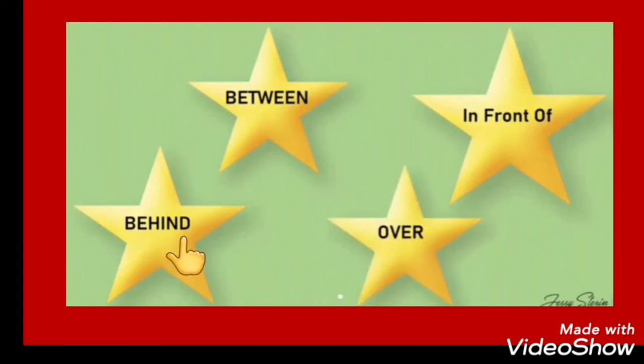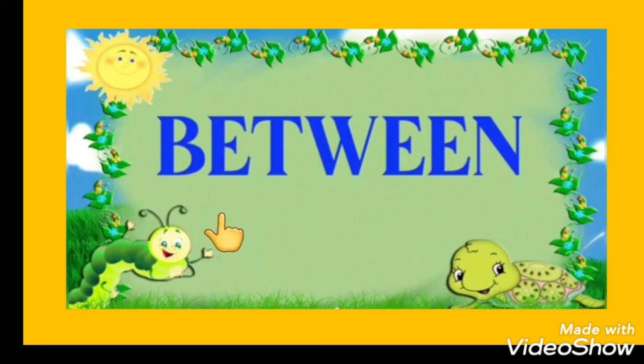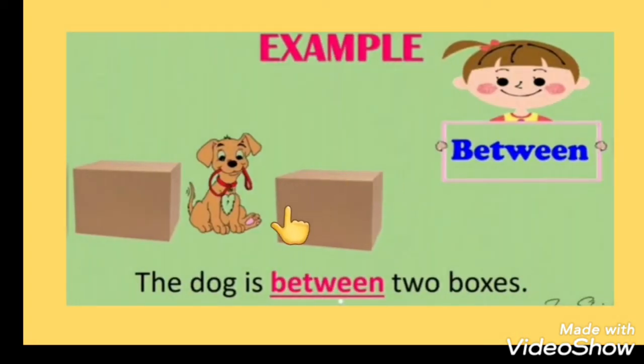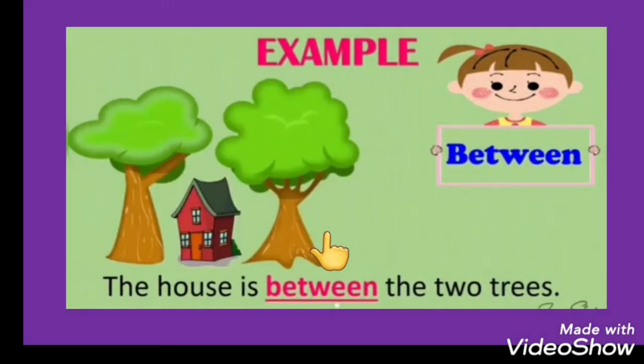Now listen students, we will read the prepositions behind, between, in front and over. First we will learn between, where the preposition between is used. As you can see, where is the box? Where is the dog? The dog is between two boxes, because the boxes are two, so that's why we have used between here, and the dog is sitting between the boxes. If there are 3 boxes, we will use among here. Where is the house? The house is between the 2 trees.